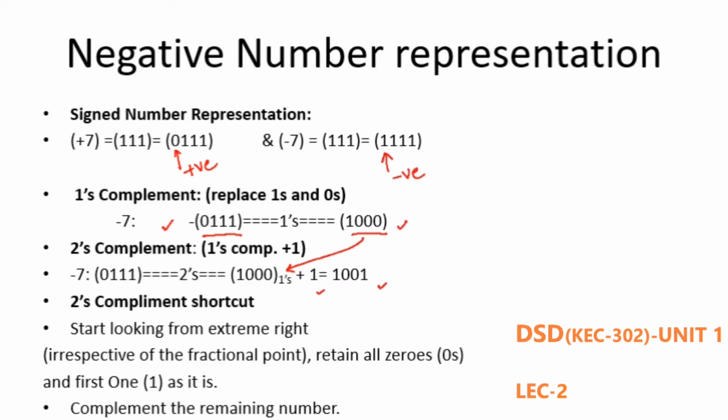But there is a shortcut for computing the twos complement. Let's take an example. Suppose I have the number 1010.10, and I want to compute its twos complement. I will start looking from the extreme right. I will retain all the zeros and the first one. If there had been more zeros, I would have retained them. So I have retained all the zeros and the first one, and then coming to the next part, I flip all the remaining bits. So 0 will be replaced by 1, 1 will be replaced by 0. Similarly, this 0 by 1 and this 1 by 0.